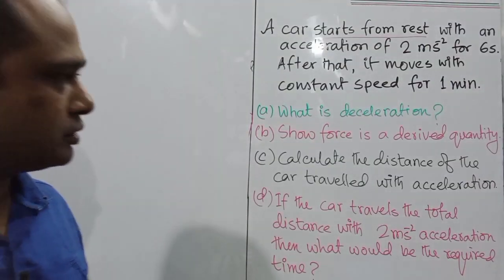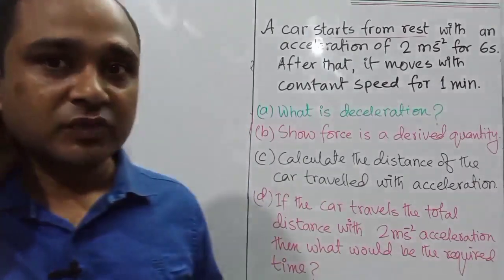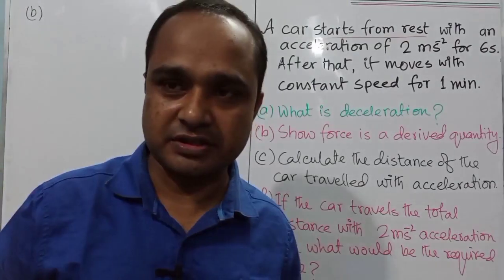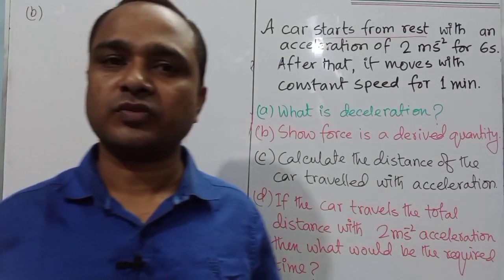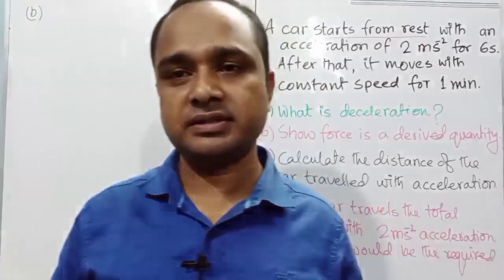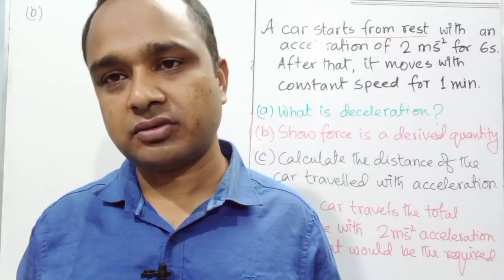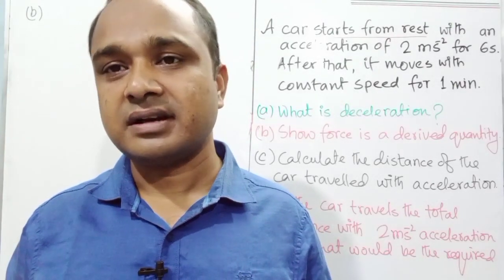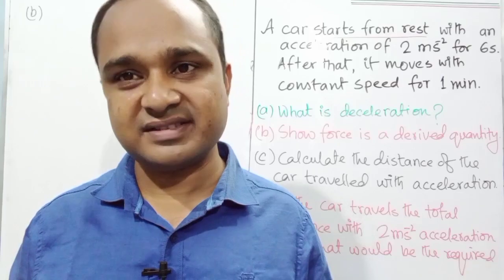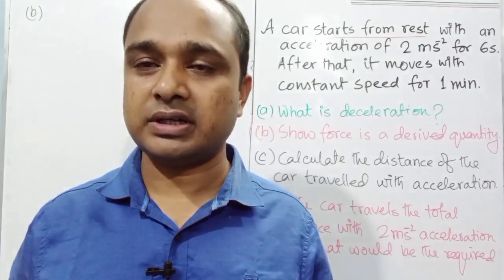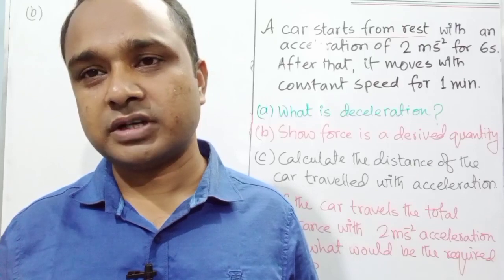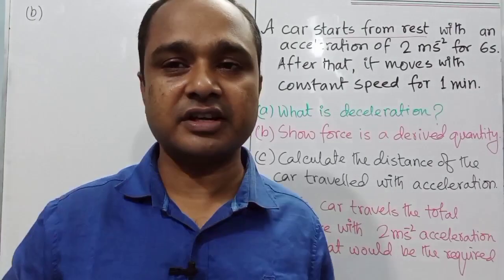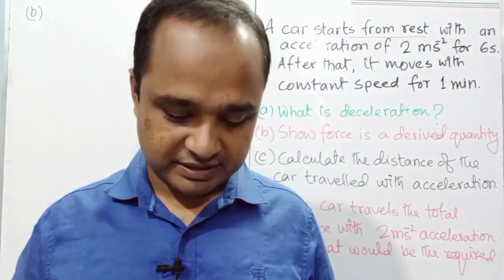Now we are going to solve question B. In question B they said show force is a derived quantity. Dear students, we know there are two types of quantities. First one is fundamental quantity. The quantity which doesn't depend on other quantities is known as fundamental quantity. There are 7 fundamental quantities. We know what the quantities are. And another type of quantity is derived quantity. The quantity which depends on other fundamental quantities is known as derived quantity.